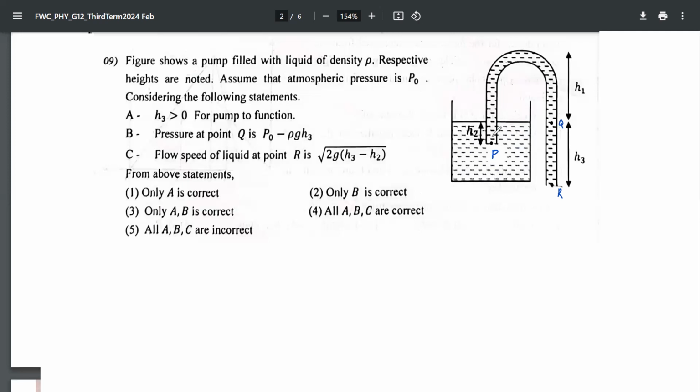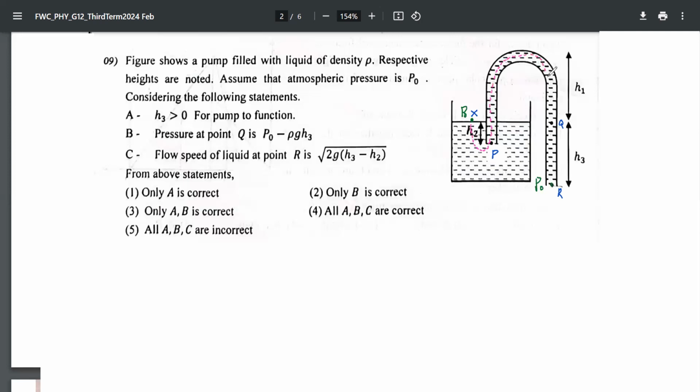When you use a streamline, you should choose 2 points of which the pressures are known. Obviously, one of the points is R. Why is that? What is the pressure there? P0. It is exposed to air. Then I will choose a point here, which is also exposed to air, P0. I'll take that point as X. So the streamline I'm going to choose for this question goes like this.